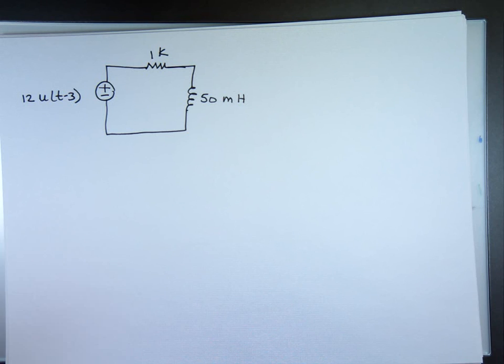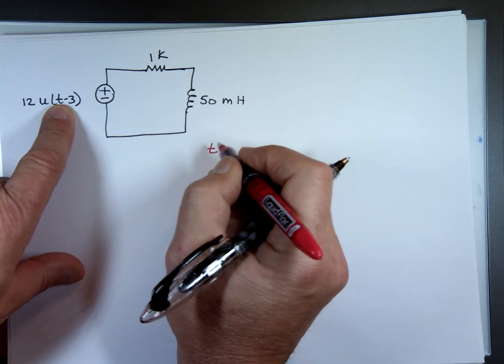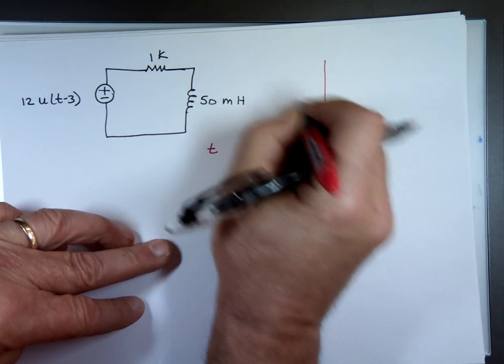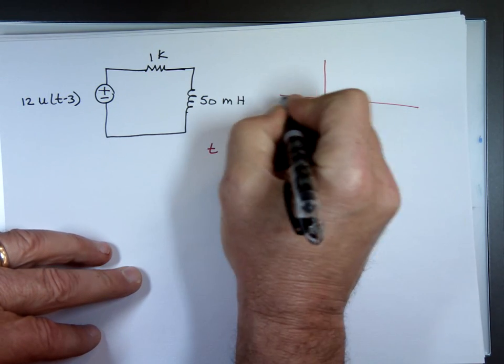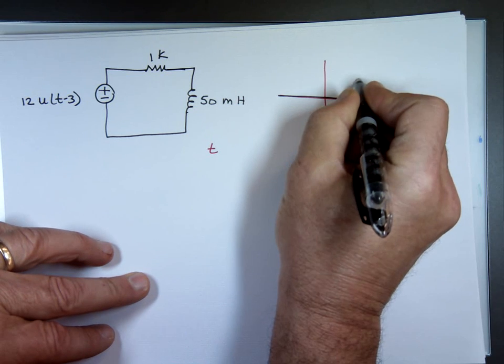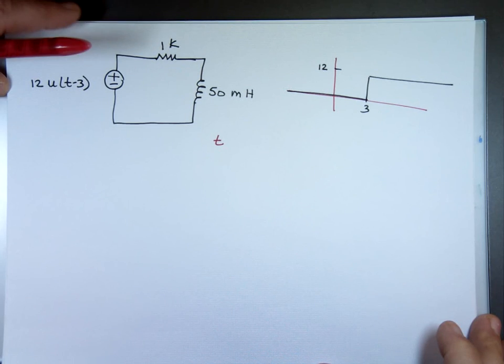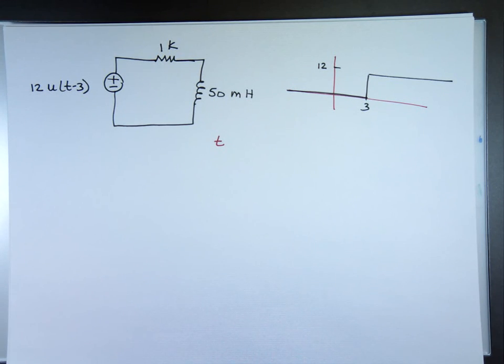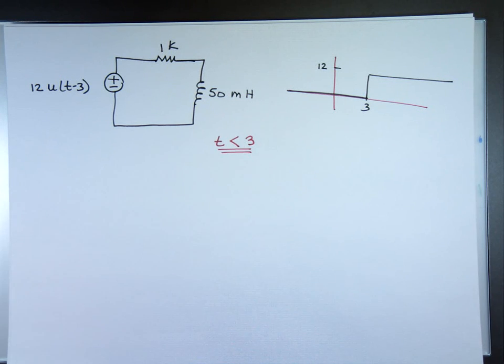Now, when you look at that circuit, just like before, if you look at the circuit for t less than 3, because this one does not kick in till t equals 3 seconds, right? So when you look at that 12 u sub t, this is what you see. T less than 3. What's the source there? Nothing. You have no source on the circuit. So your circuit looks like this.